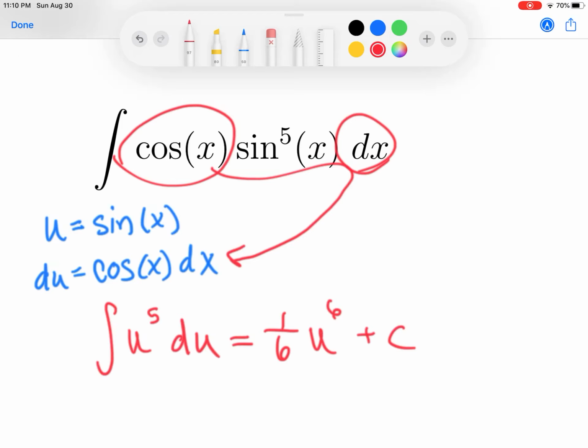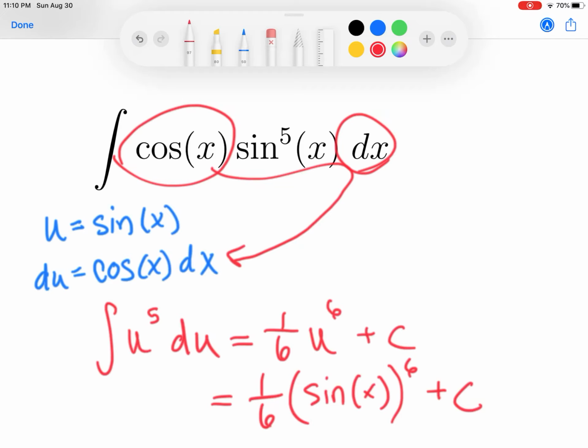Now, are we done? No, we're not quite done. Remember, if you start in x, if that's your original variable, you want to end in your original variable. So in this case, let's go ahead and replace u. So we'll just rewrite what u is, which is sine of x raised to the sixth power, and then we have our plus c. So that looks good to go. We are done with that problem.